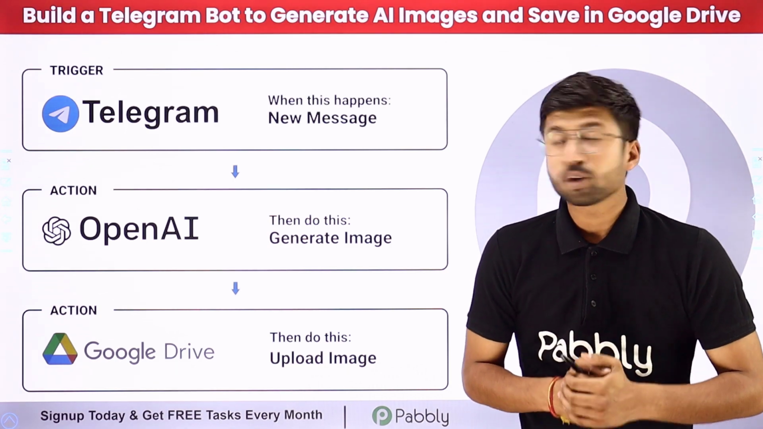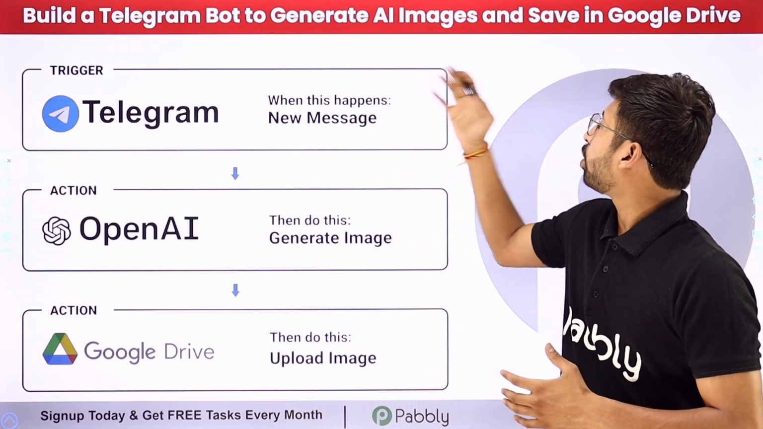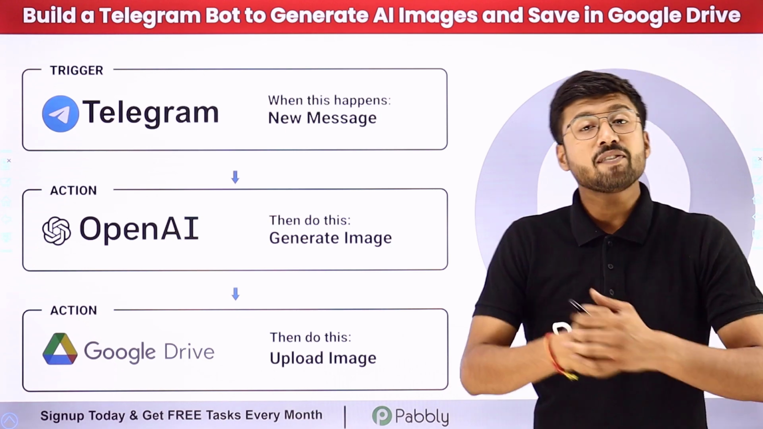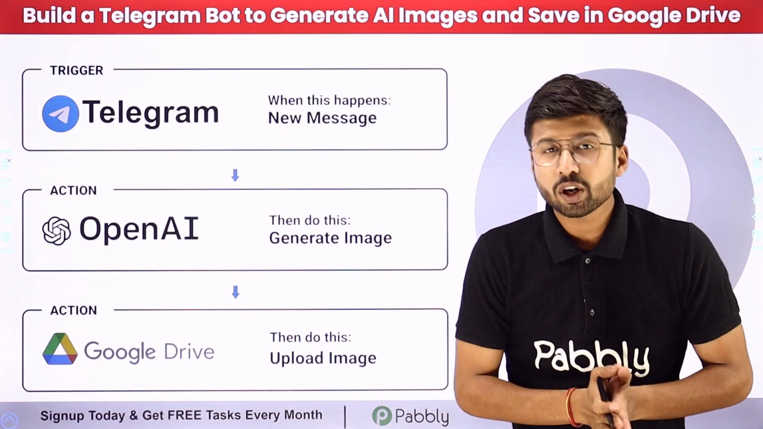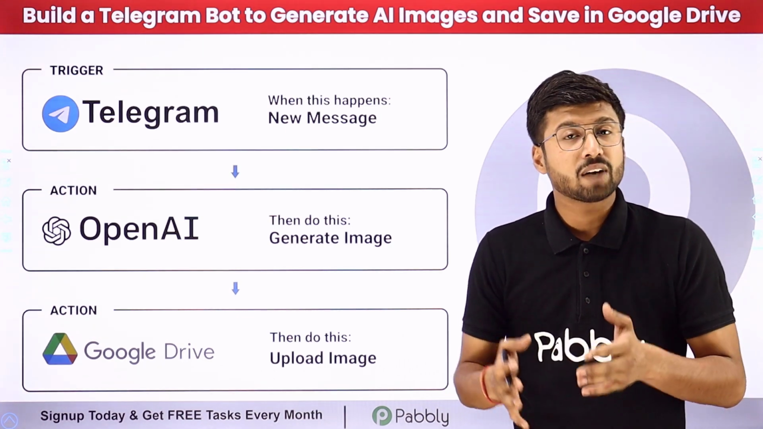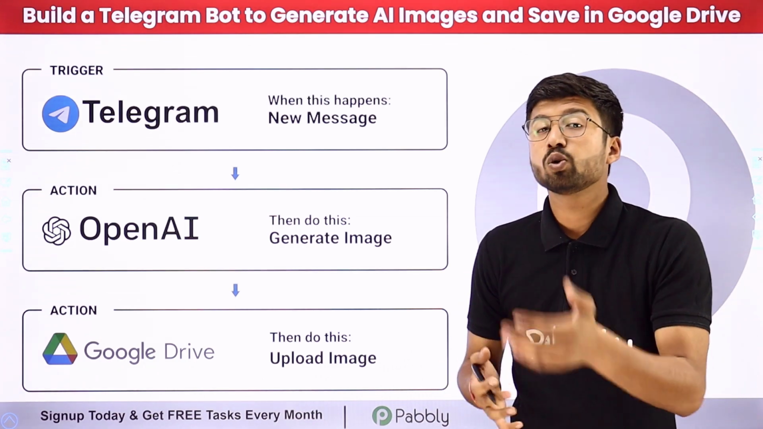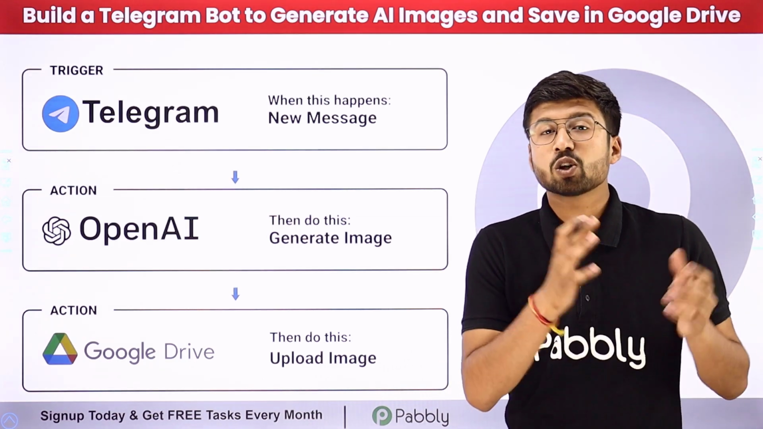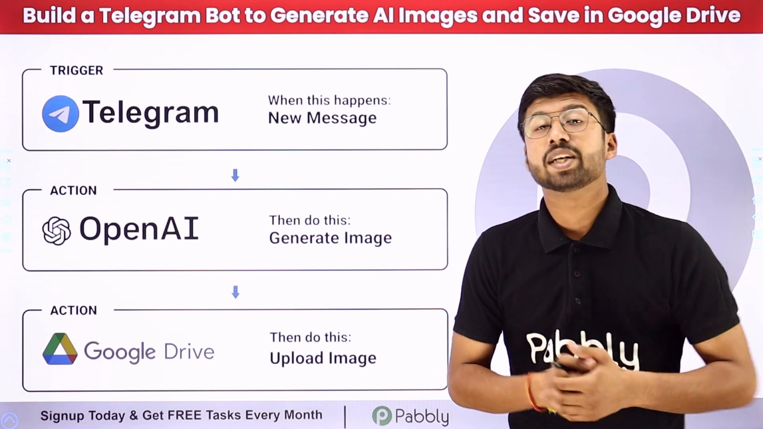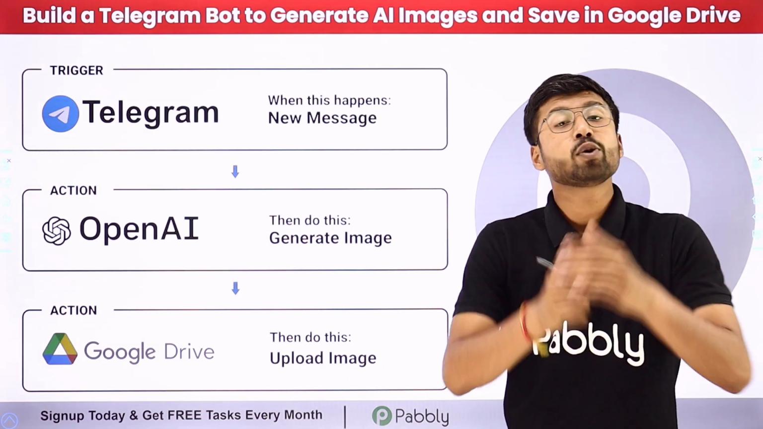So in this video, we are going to learn how to build a Telegram bot to generate AI images and save in Google Drive. So let's say you are trying to generate some images using AI platforms and you want to save those images in Google Drive as well. Now the manual process of switching between multiple applications is very tedious and repetitive. So why don't you automate it?